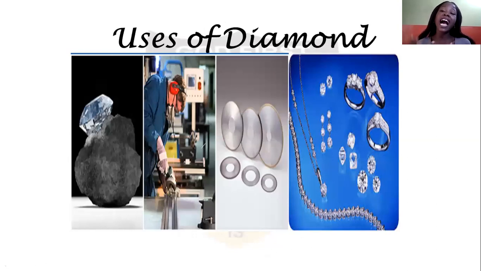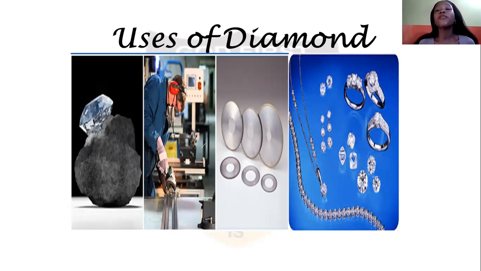Because of the hardness of diamond, the hardest known substance, it is used for making cutting tools because it's very strong. So tools that can be used to cut very hard substances, diamond is used for them. They are used for drilling in mines, and they are used as abrasives, that is, in sharpening very hard surfaces.